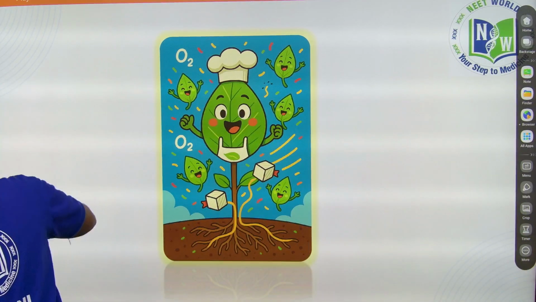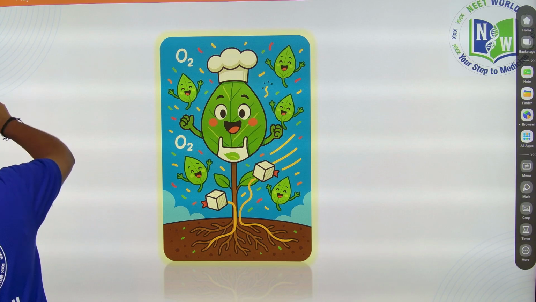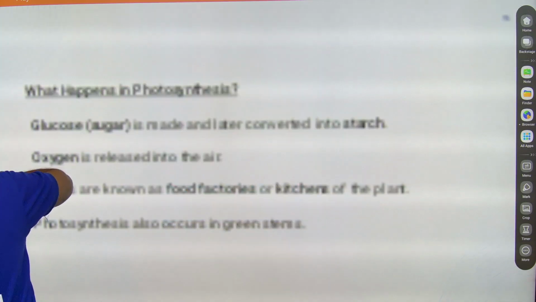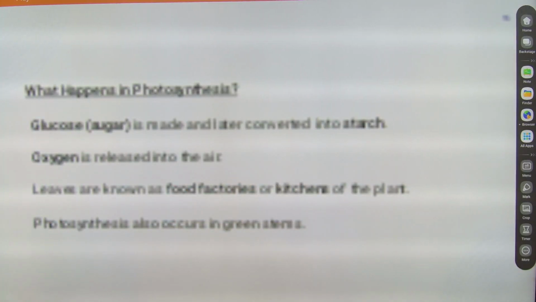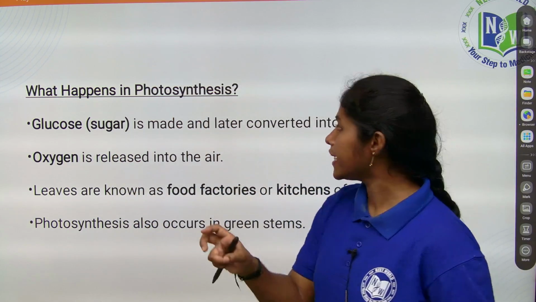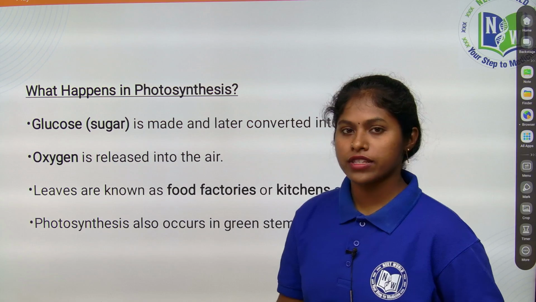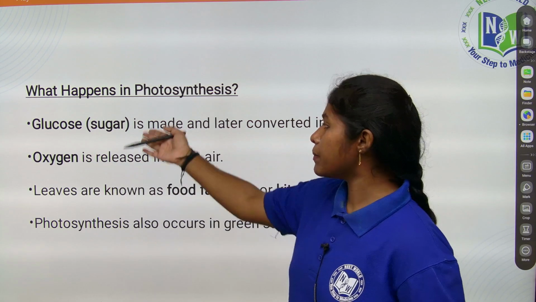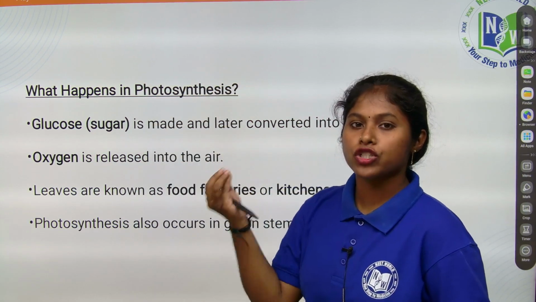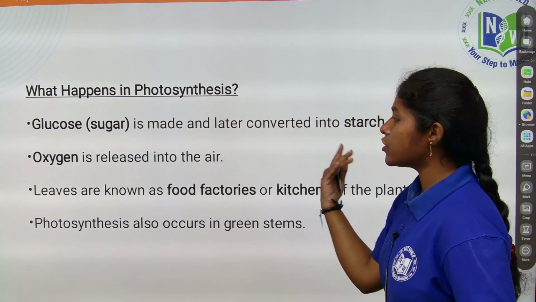So, we discussed up to what is produced after this photosynthesis. What is meant by photo, children? Photo means light, synthesis means production. What is produced, children? Food is produced, carbohydrates are produced, nothing but glucose, nothing but sweet glucose, nothing but sugar is made and later is converted into starch, and oxygen is released into the air.